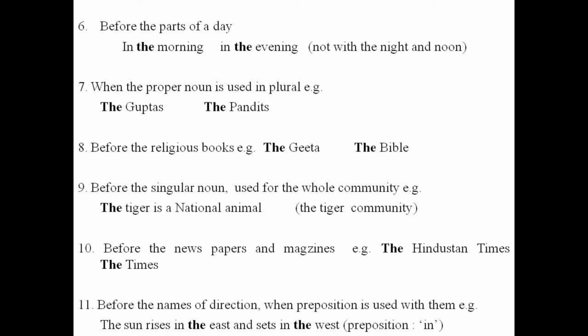After that, before the singular noun used for the whole community, like the tiger is a national animal. That means in the whole tiger community, each tiger will be called a national animal. Next, before the newspapers like the Times of India, the Hindustan Times, and even before the magazines like the Times, the Success Review. After that, before the names of the directions when the preposition is used with them, like the sun rises in the east and sets in the west. Here we have used in as preposition.